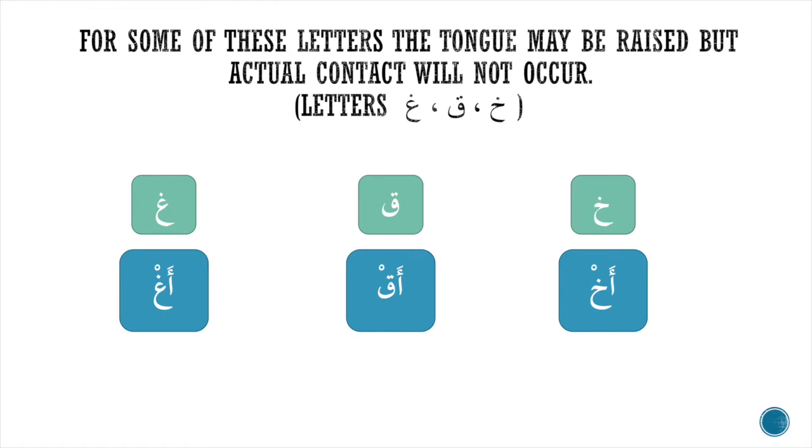For some of the letters, the tongue is raised, but the actual contact does not occur. Like I mentioned previously, the letter kha, the letter qaf, and the letter ghain. So for the letter kha, kha, khu, khi, akh. For the letter qaf, qa, qu, qi, aq. For the letter ghain, gha, ghu, ghi, agh.